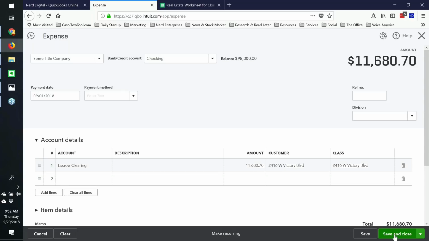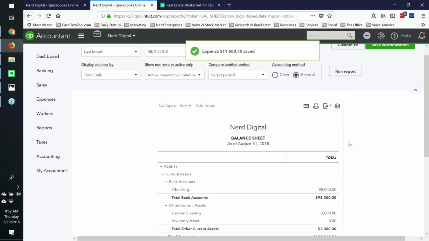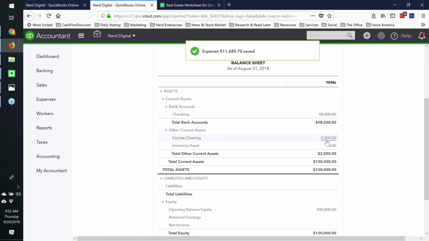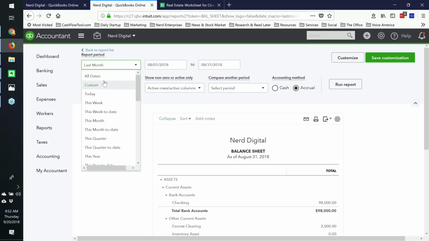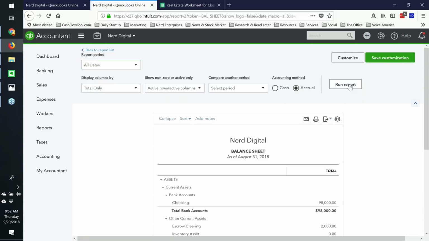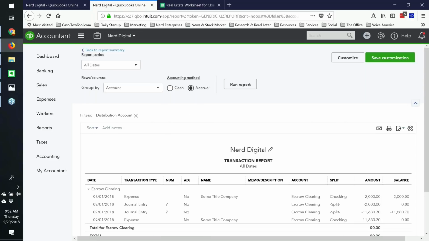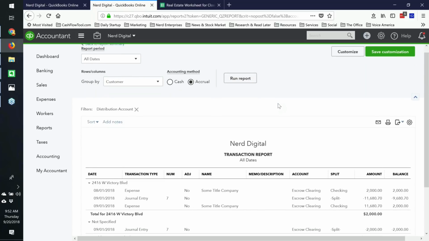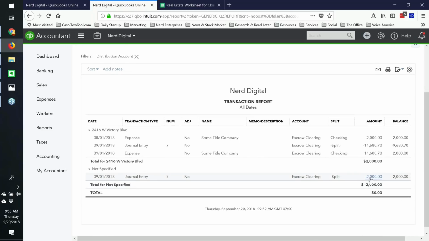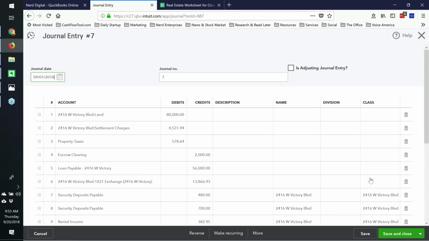And I need to go back and do that same thing with the $2,000 that he originally paid through escrow. Right, because here's what I'm talking about. Because they keep reverting my balance sheet back. So when I run it for all dates, it does zero out. Let's go in here. And what I want to do is group this by customer. This is the escrow clearing account, right? And so I just want to fix this. This was the journal entry for $2,000, needs to get associated with the property.